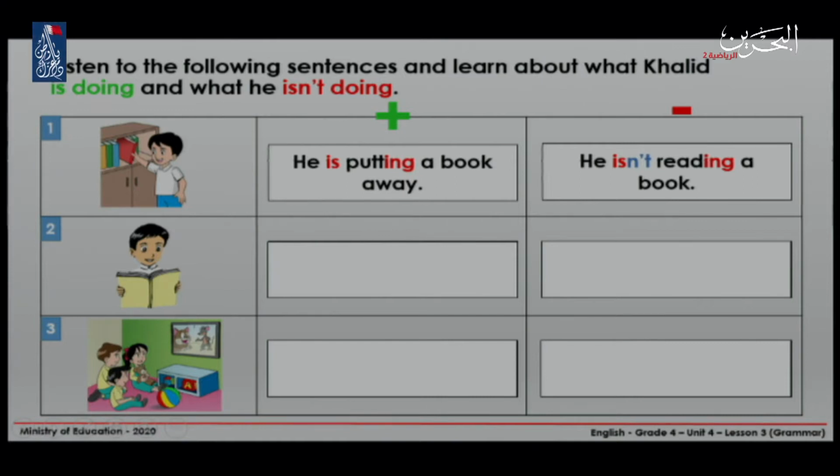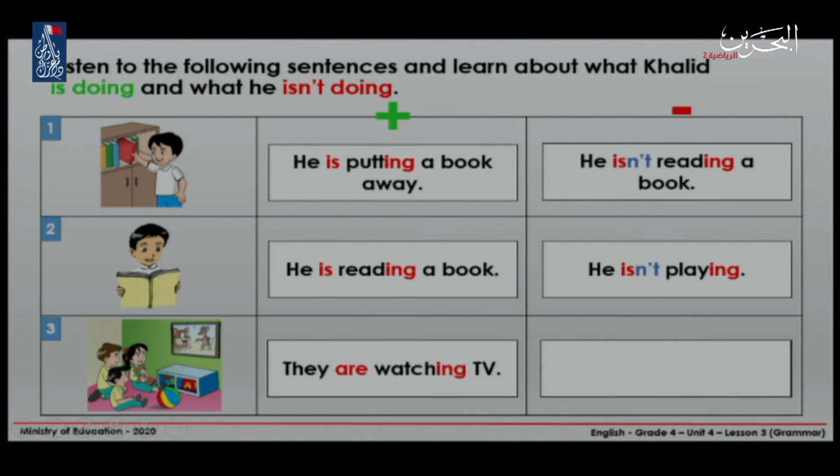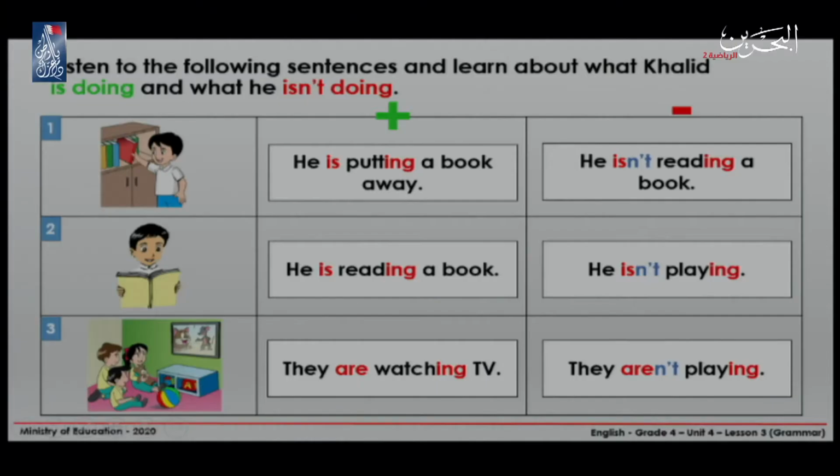Now let's see the second picture. He is reading a book, but he isn't playing. What about the third sentence? They are watching TV, but they aren't playing. Remember, for the negative structure, we start again with the pronoun, followed by verb to be and not, and then finally we add the verb with ing.